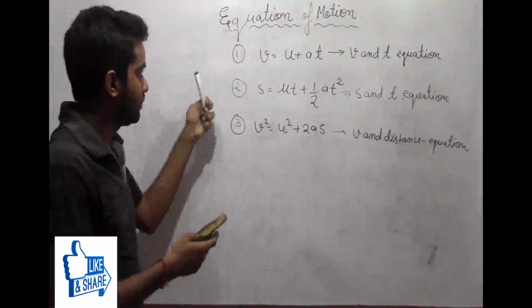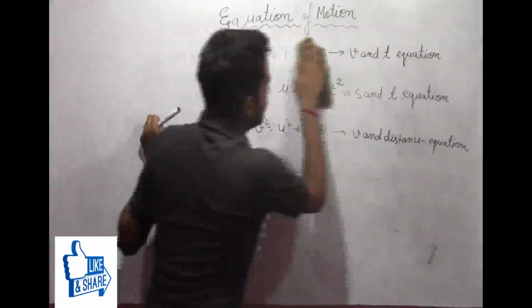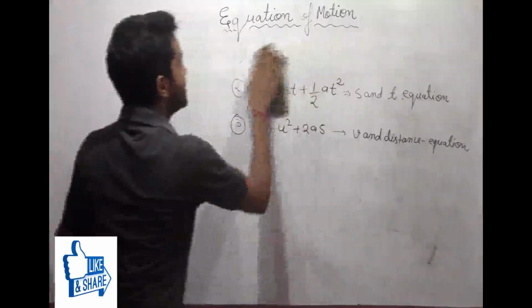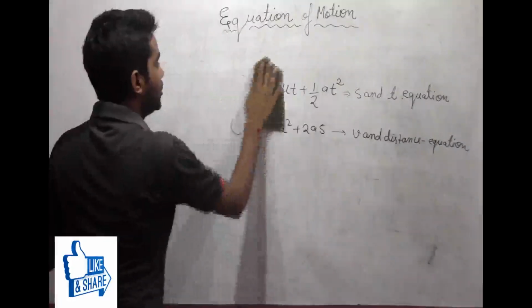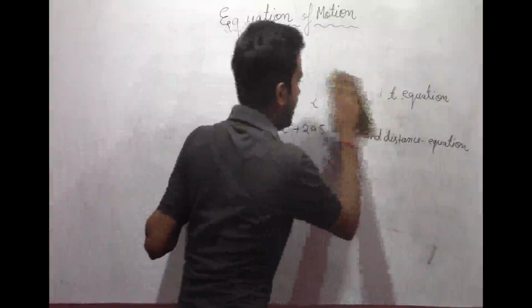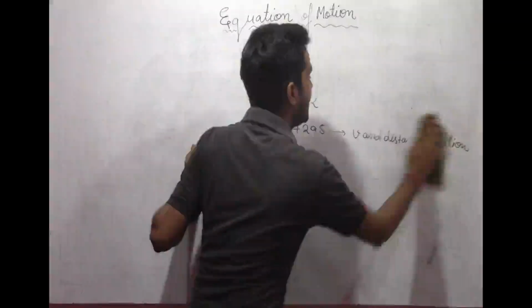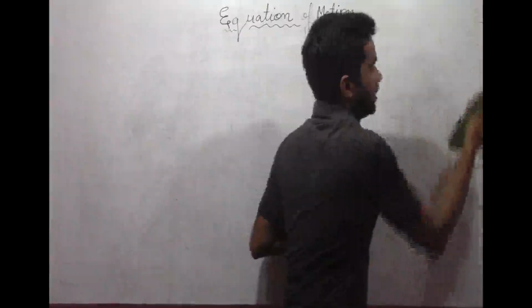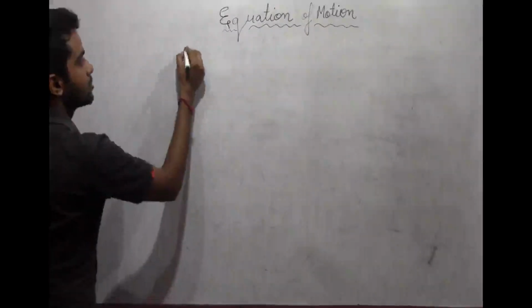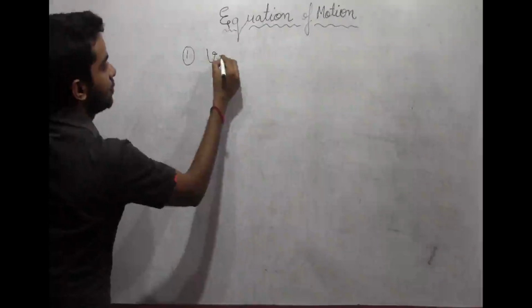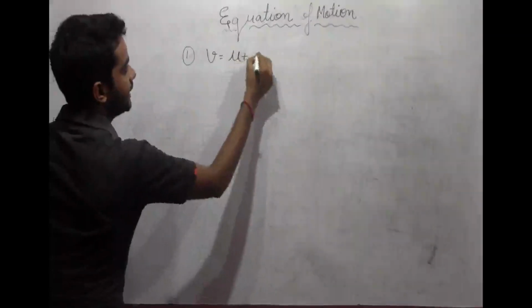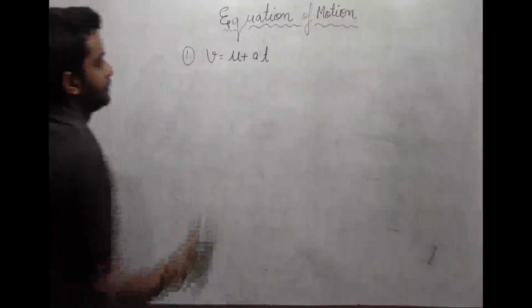Now let's come to the first equation. What is your first equation? Your first equation is V is equal to U plus AT. Now I am going to derive this equation by a graphical representation. In the graphical representation, how can you describe these equations of motion? Your first equation of motion is V is equal to U plus A times T.